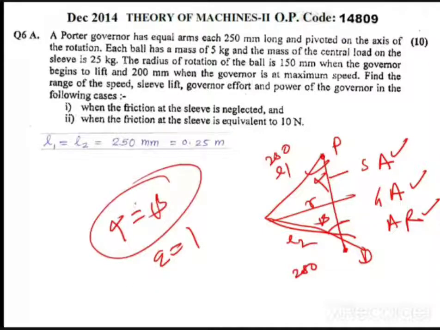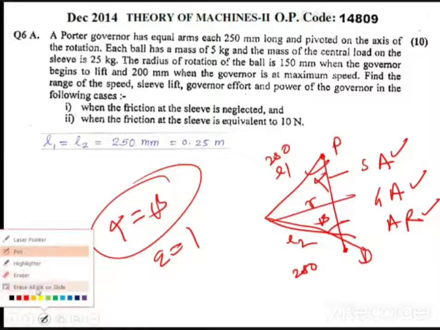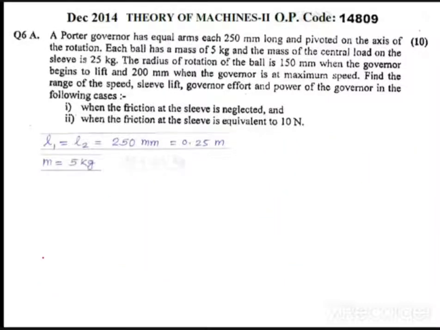So this is your case number 1, what they have given, right? So next, small m is equal to 5 kg. What is small m? They are saying that each ball has a mass of 5 kg, and capital M is the mass of the central load for the Porter governor. Capital M is nothing but the mass of the central load, right? So capital M is equal to 25 kg.